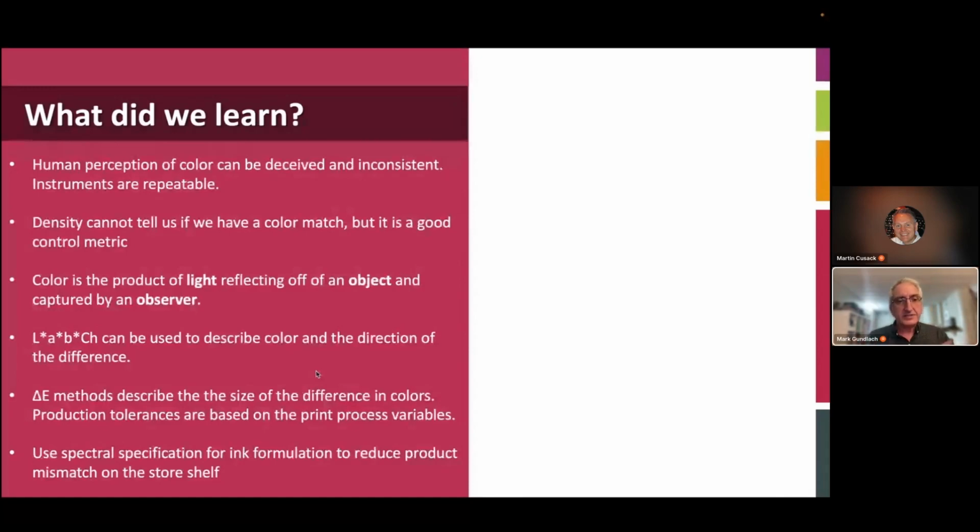LABCH is, again, as I mentioned a moment ago, a great way to describe color and the direction of the difference. It's a lot better than just density, which tells you how light or dark it is. Delta E methods describe the size of the difference in colors, and your production tolerances need to be based on your print process variables. And lastly, spectral specification is critical for ink formulation to reduce product mismatch on the store shelf.